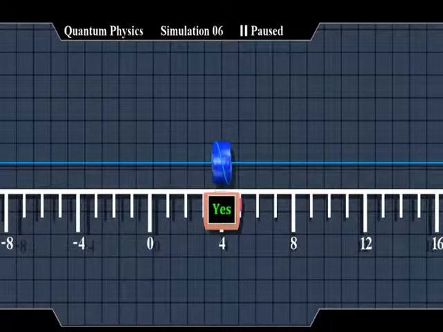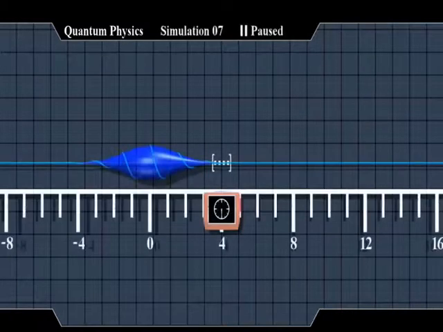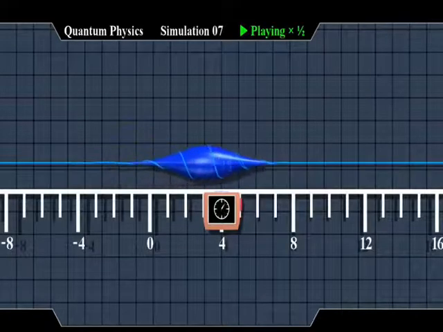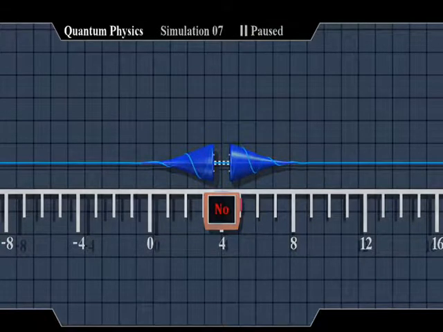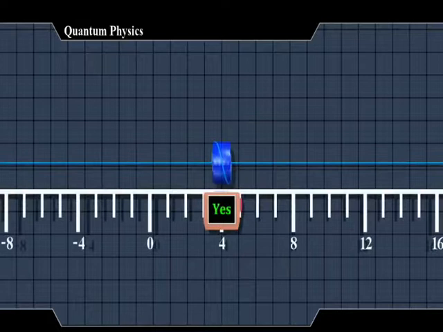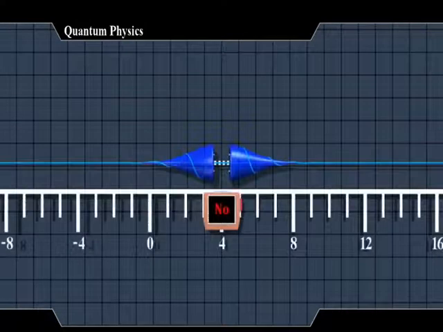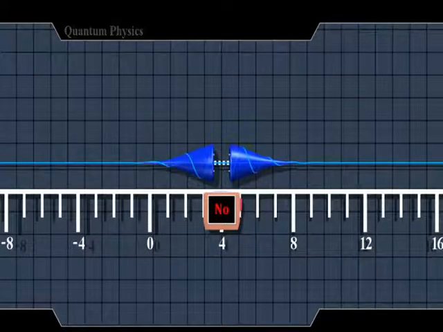This experiment ended with a yes result. If we run it again, we may end up with a no. The measurement also changes the wave. If the result is yes, the part outside the range gets zeroed out. Otherwise, the part inside the range is zeroed out. This is called wave function collapse.